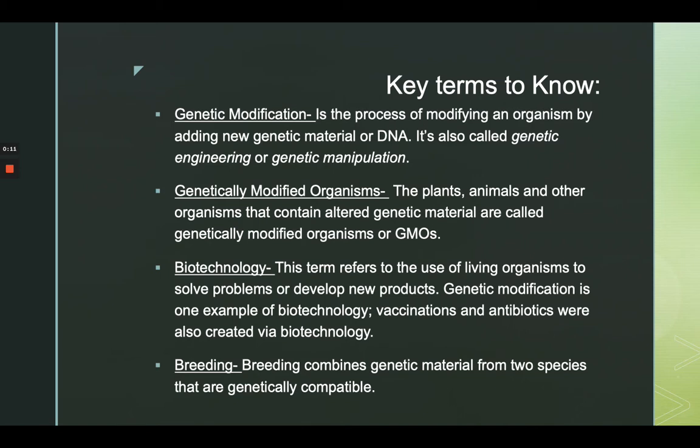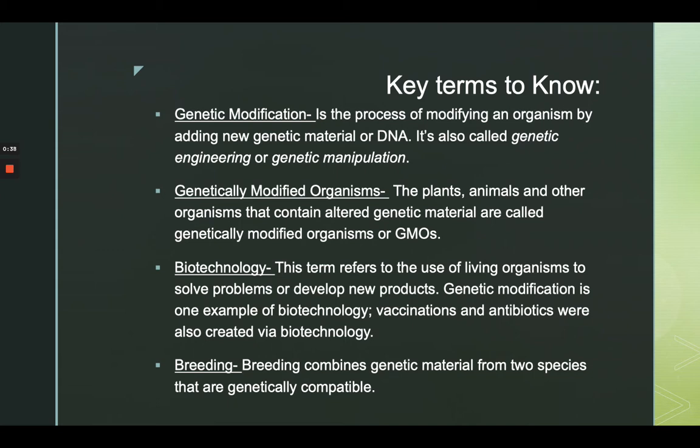Genetic modification, which is the process of modifying an organism by adding new genetic material or DNA. It's also called genetic engineering or genetic manipulation. So, the goal of genetic modification is introducing new traits that are not currently present in that organism, including insect resistance, hardiness, or modified nutrient content.